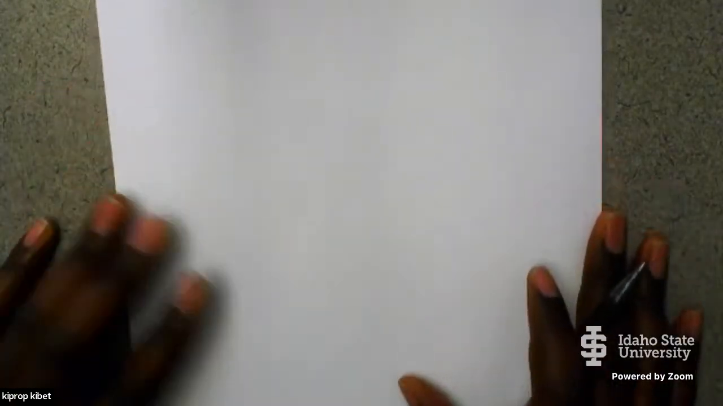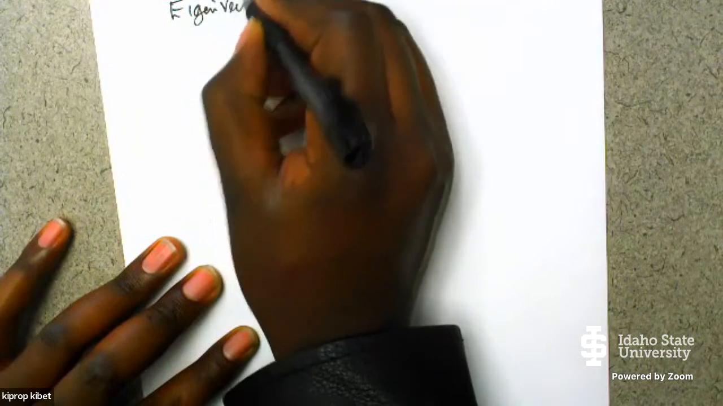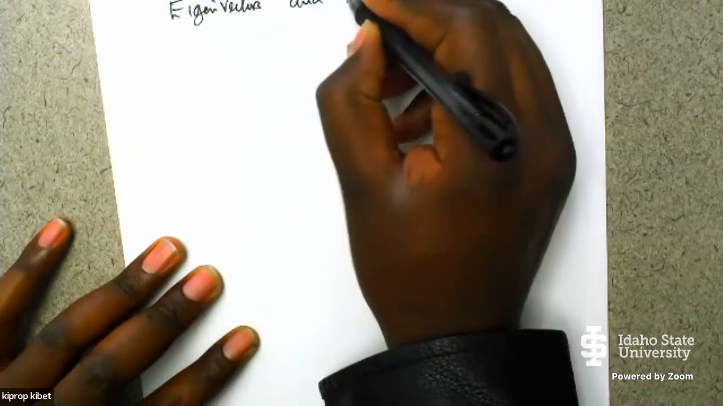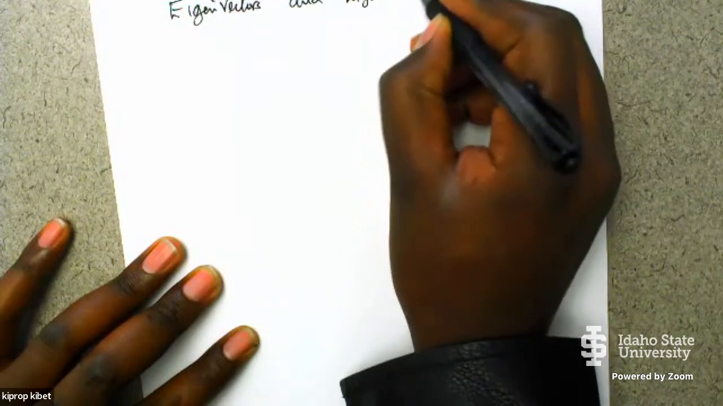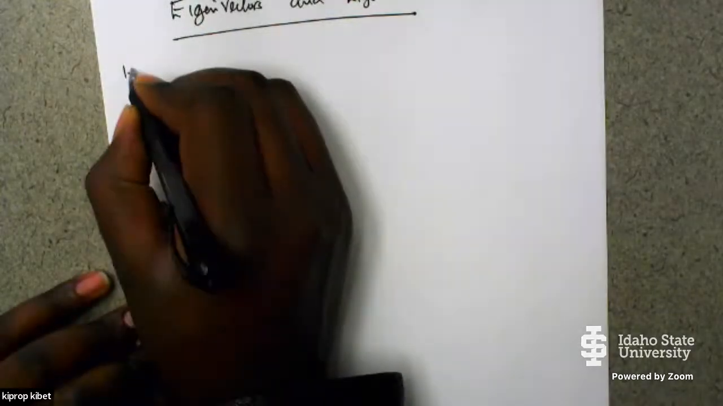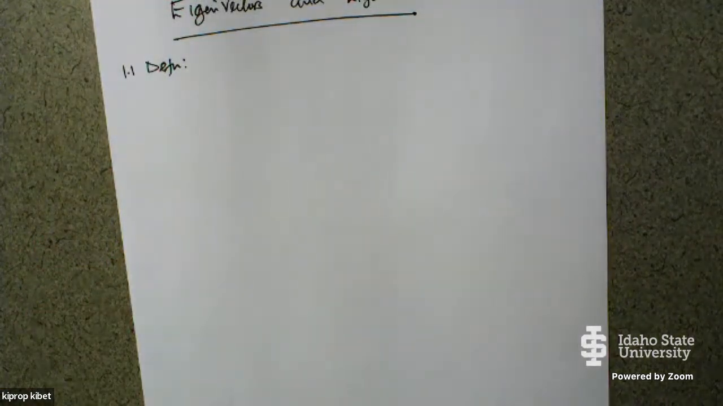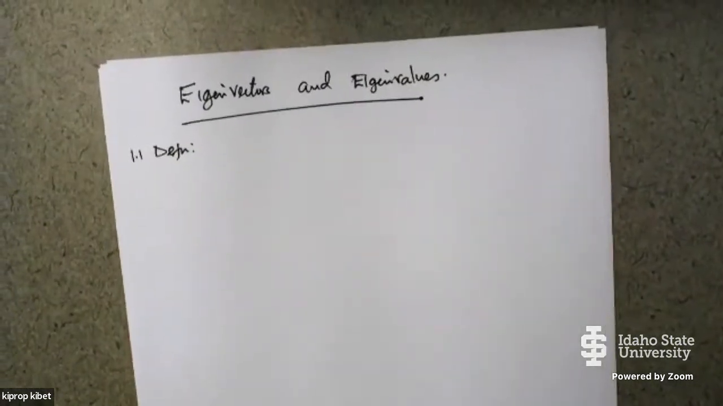this section, which is eigenvalues, eigenvectors, and eigenvalues. Eigenvectors and eigenvalues. This is not very hard. It's actually very easy, and we'll be using what we've learned in most of the other sections. So let's define what this means. So definition. What are eigenvalues and eigenvectors?